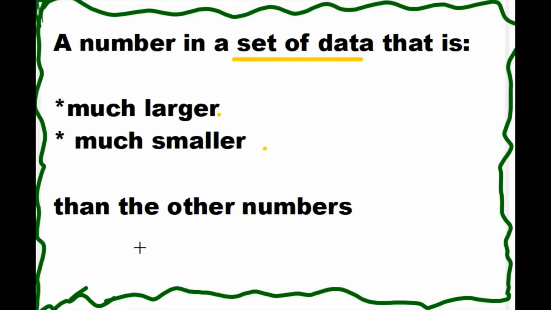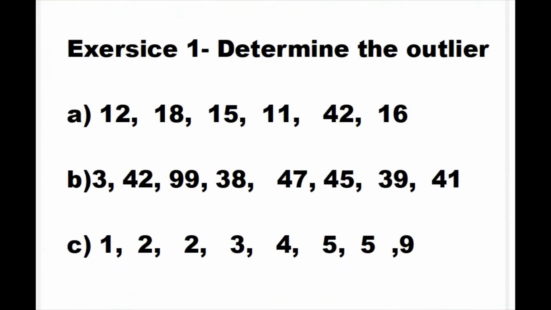So to understand this, I have set up a few examples to understand the concept. So let's go to our first exercise. In our first exercise, we are required to determine the outlier, and we are going to do that by just scanning through the set of data and then circling the outliers that are there. So let's look at our first example.